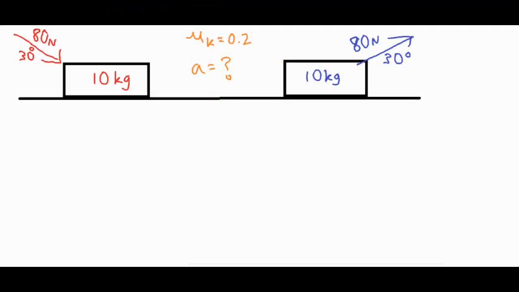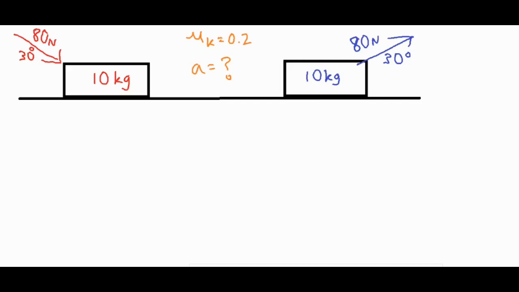In this video, we're going to be taking a look at two masses that have an 80 Newton angled force applied on it. The first one has an 80 Newton force angled downward at 30 degrees, and the second one has the 80 Newton force angled upwards at 30 degrees. So we're going to compare and contrast these two situations to see which one has the greater acceleration and why.